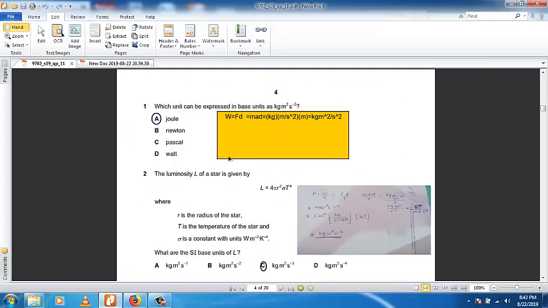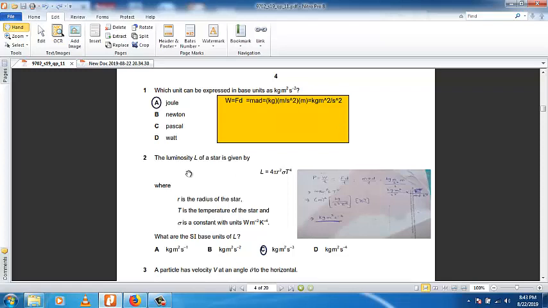1. Question number 1 says: which unit can be expressed in the base units as kg meter square per second square? So we take joules. Joules is basically work done, so this is force into distance. Force is ma and distance is d, so we can jot down the units. Mass is kg, acceleration is meter per second square, and distance is meters. So this becomes part A, which is kg meter square per second square. So 1A.